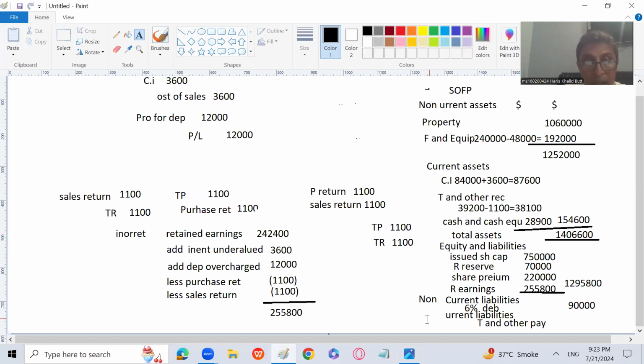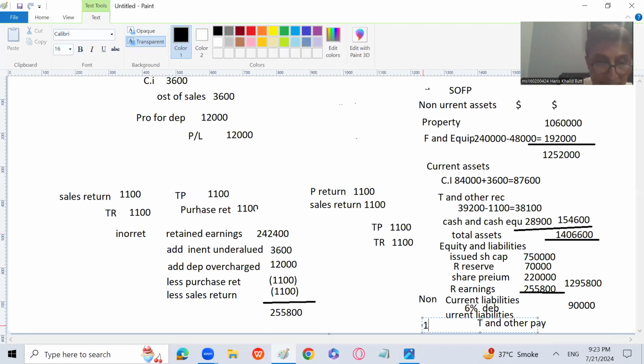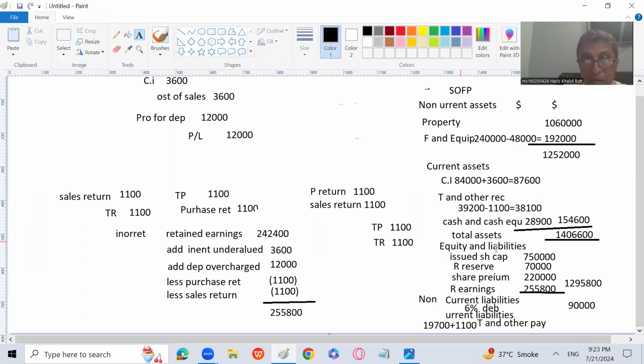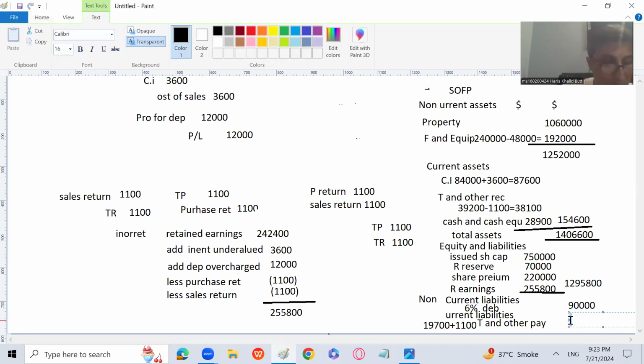So I have to add. Trade payables are credited 19,700 plus 1,100. I'll go with this, right? So trade and other payables, I will write now. Why, sir, is 1,100 added? Because in the rectifying entry, trade payables are credited by 1,100. So the trade payables have increased by 1,100, right? So it will become 19,700 plus 1,100. That is going to be 20,800.